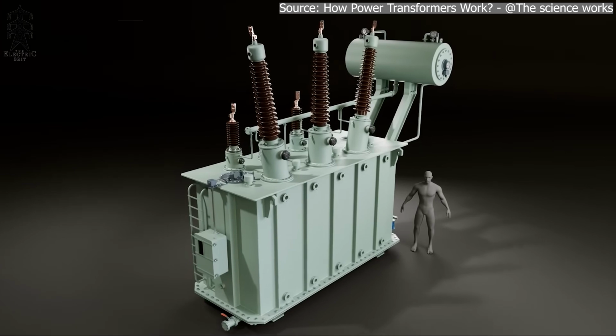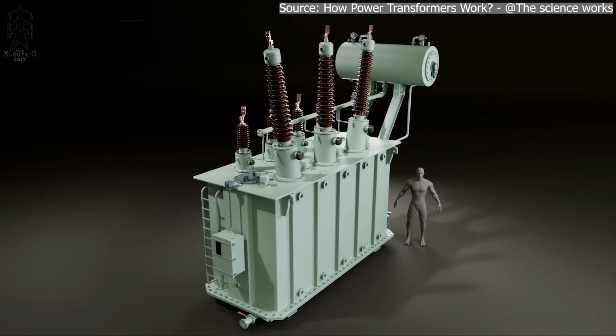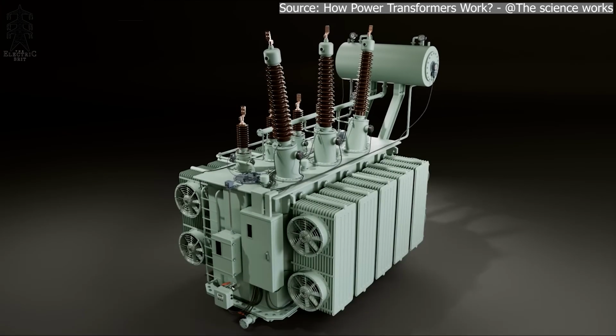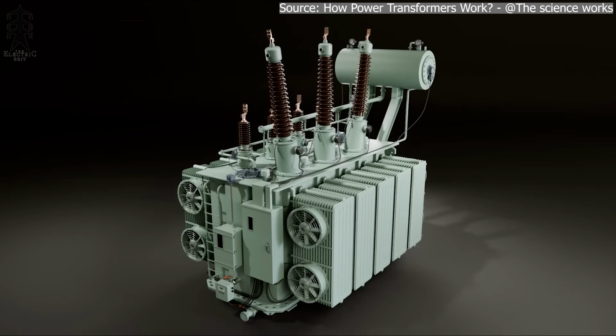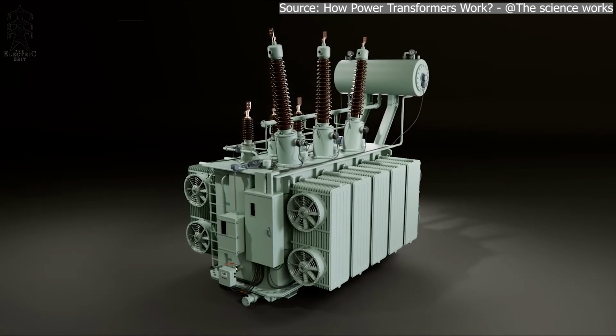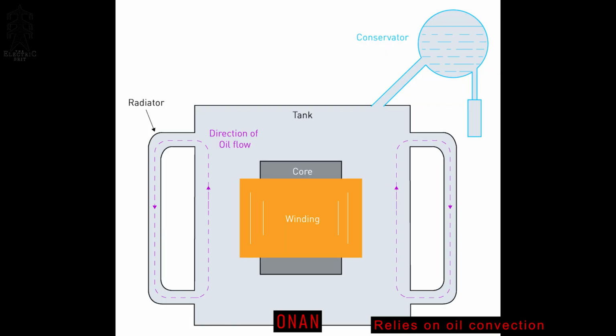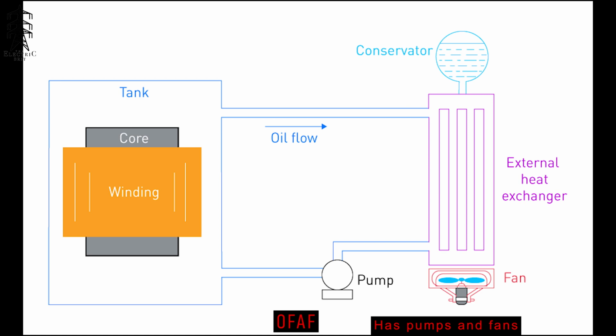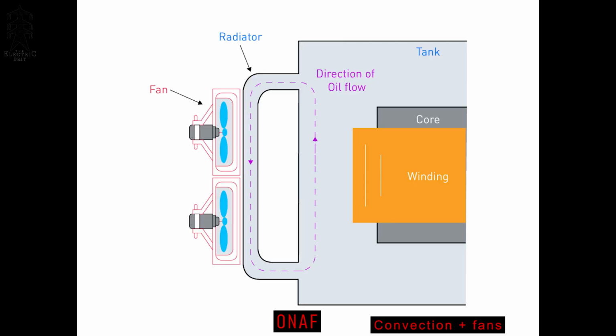Speaking of oil heating, most transformers have large radiator banks attached, which allow the oil to move through them and radiate their heat away to the ambient air. When we talk about transformer cooling, this is where the acronyms come in. ONAN means oil natural, air natural, whereas OF would mean oil forced, or that there are pumps to circulate the oil, and AF would mean air forced, meaning there are fans to help assist the cooling of the transformer.